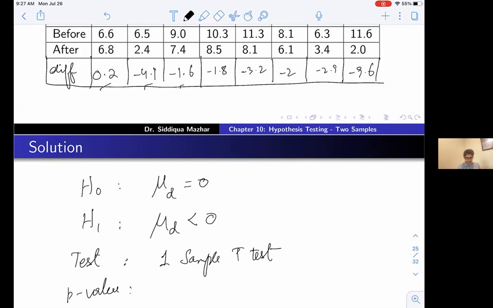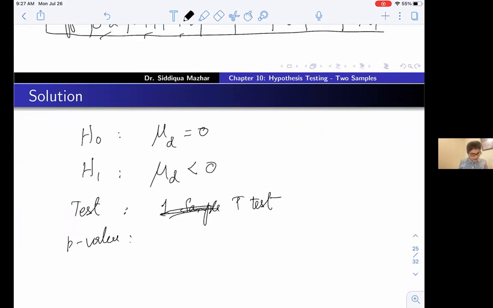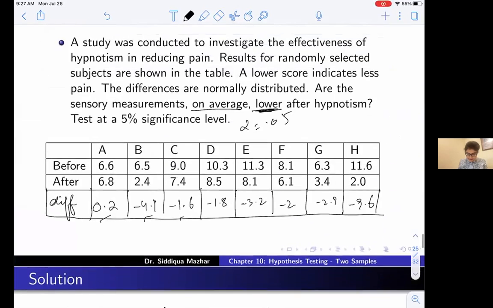t-test because it is a one sample test. There is no need to write one sample because this is just t-test. So t-test means one sample t-test. Now I'm going to see the value of p is 0.0095. So my alpha is 0.05.